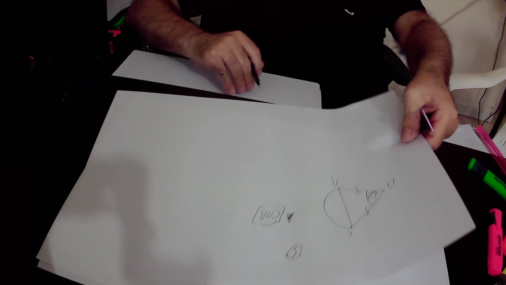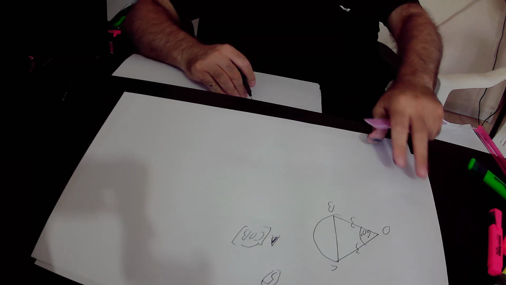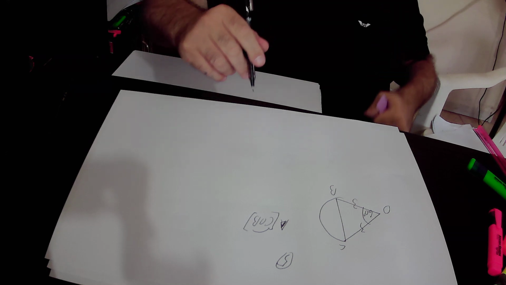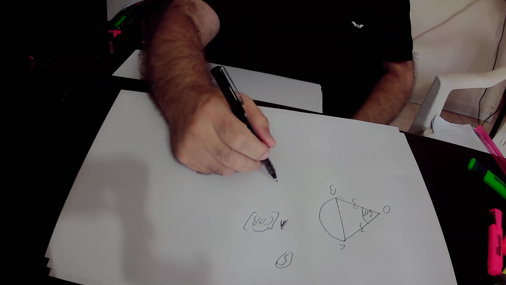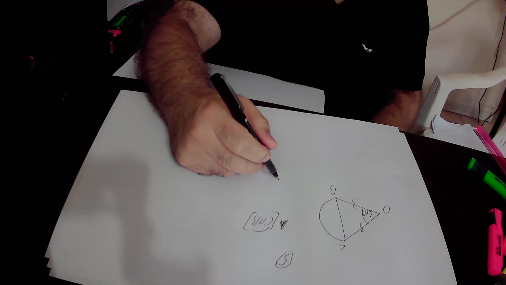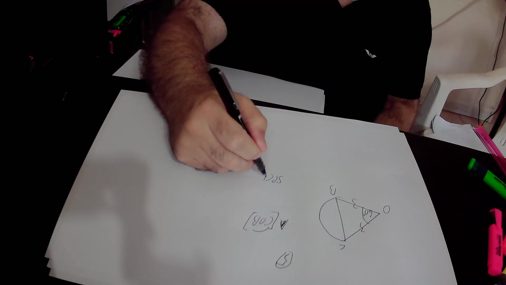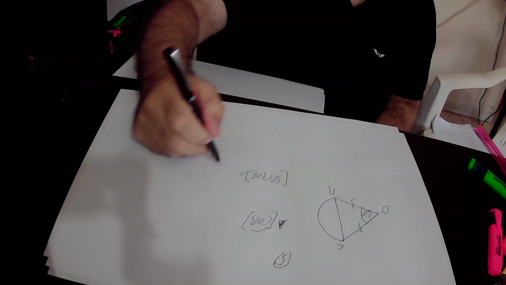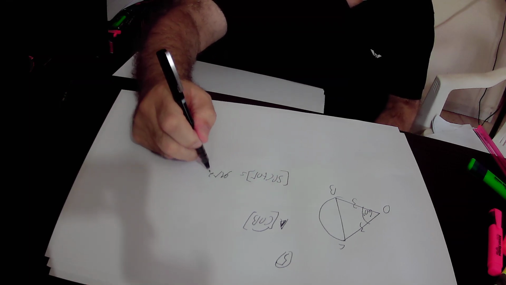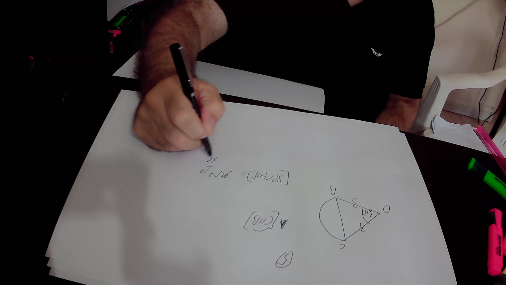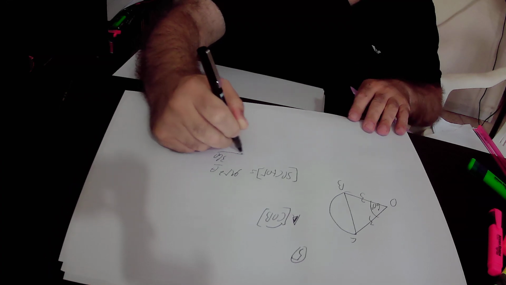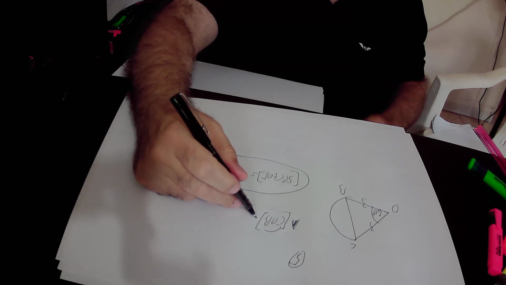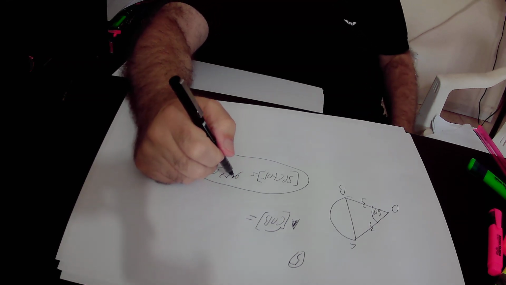So the area of this sector, sector COB, as I call it from the original drawing, according to the formula for the area of any sector, the area of any sector equals pi r squared times theta over 360 degrees. We use this formula in order to find out the area of sector COB. According to this formula, the area of sector COB equals pi r squared.